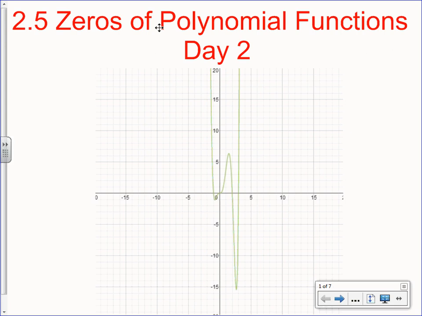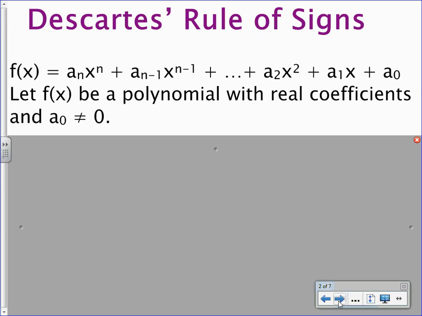On Monday, we're going to talk about how we find all of our zeros and what that means about our graph. We'll do all of it together. Okay? So the first thing that is going to help us is called Descartes' rule of signs. Okay?